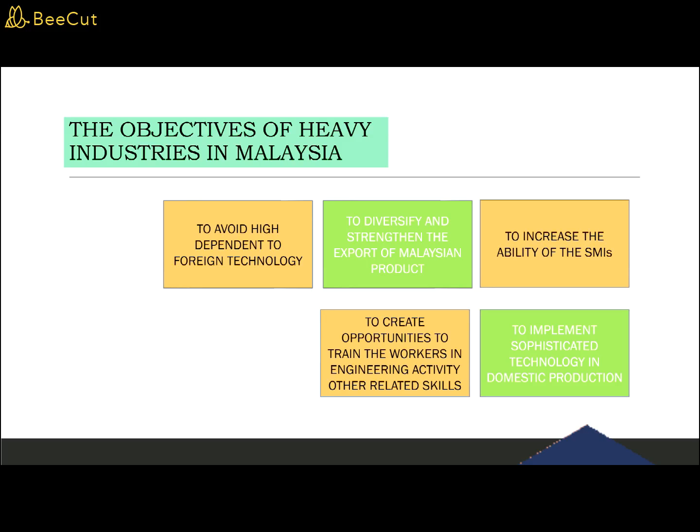Secondly is to diversify and strengthen the export of Malaysian products. Another aim of the heavy industries is to increase the ability of the SMIs as well as to create opportunities to train workers in engineering activity and other related skills. So in that case, our young engineers will not be a waste. We can still use their knowledge and upgrade them into someone very skillful in these heavy industries. And last but not least, the objectives of heavy industries include the implementation of sophisticated technology in domestic production.